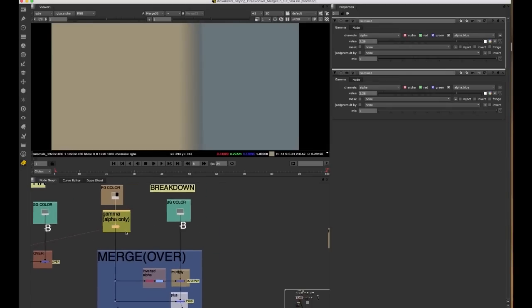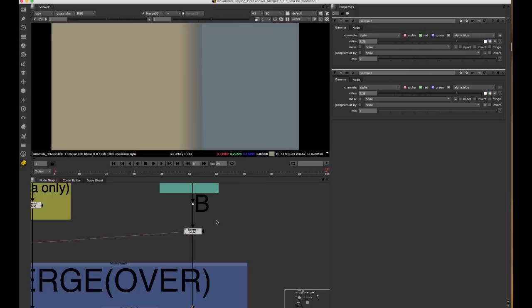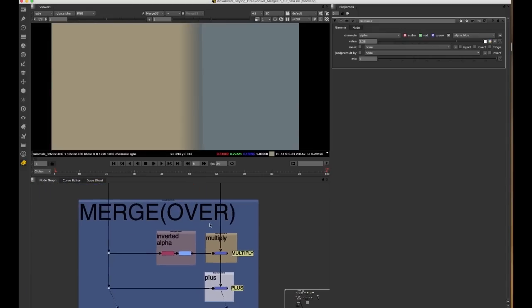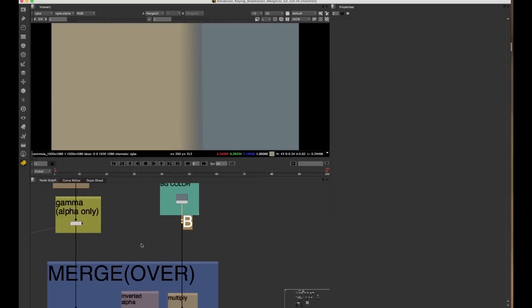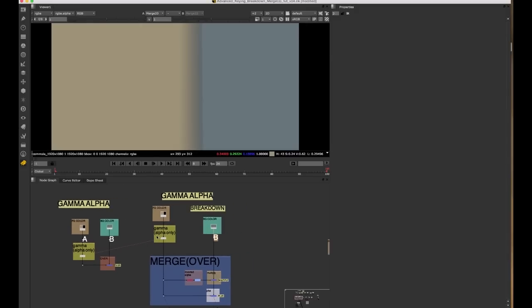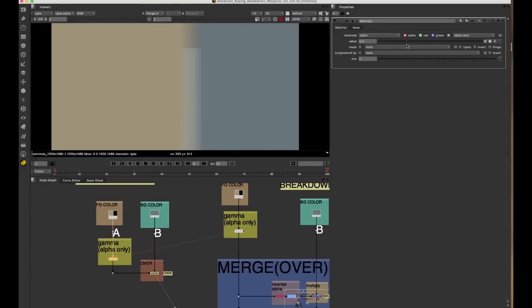And notice, just really quickly, nothing at all is going to happen if I throw a gamma node on the B side, because the B's alpha is not even used inside of the merge. It doesn't care about the B's alpha. It could be anything. So it's only the A side that it cares about. And the real thing I want you to gain from this is that by doing this little gamma thing, it's probably the easiest way to adjust your edge as a last minute trick to make it either brighter or darker.